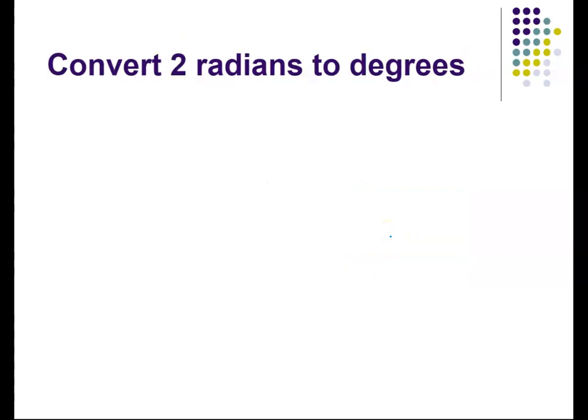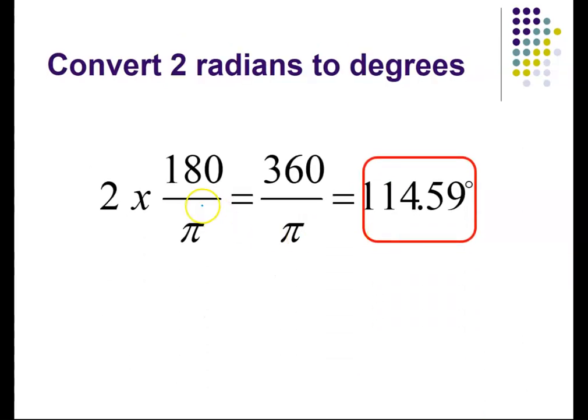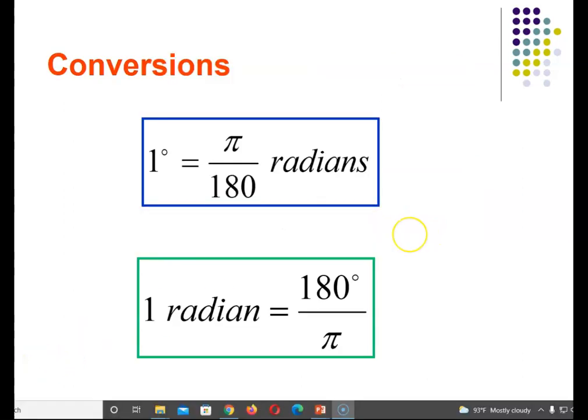Okay. Next, convert radians to degrees. Therefore, you multiply that one by 180 over pi. So therefore, you will get now 360 degrees over pi. And then after that one, divide that one, where pi is equal to 3.142. And just plug in your calculator, it will give you 114.59 degrees.